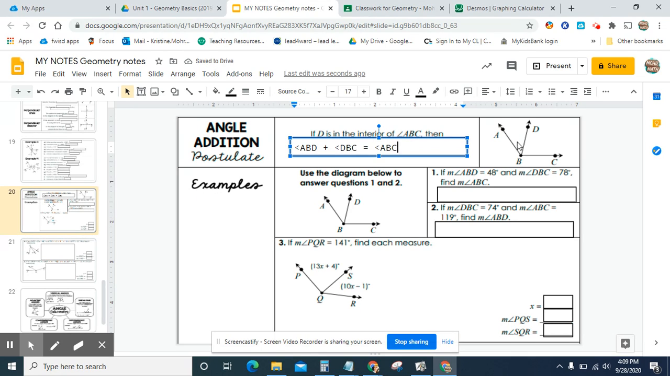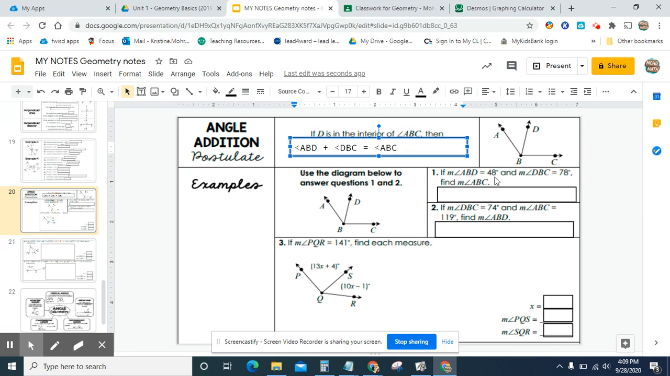So if this is 30, this one is 60, it's really not going to be 30 and 60. Let's say this one's 40 and this is 60. Then this whole angle all together will be 100. That's basically what this angle addition postulate is. So if we look, we have the same angle here, but now we have different measures.